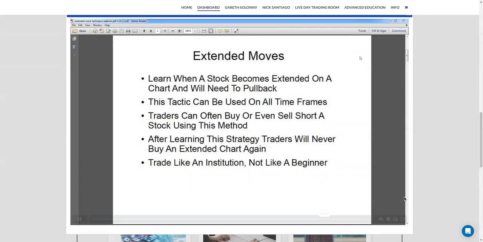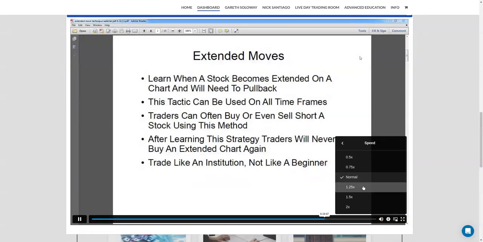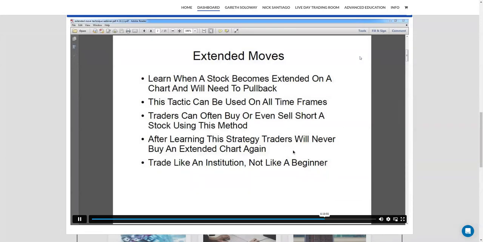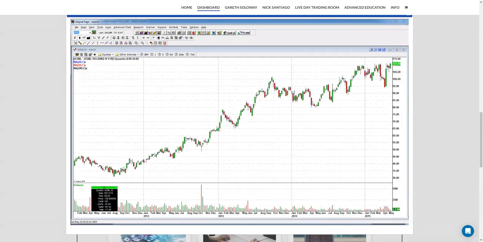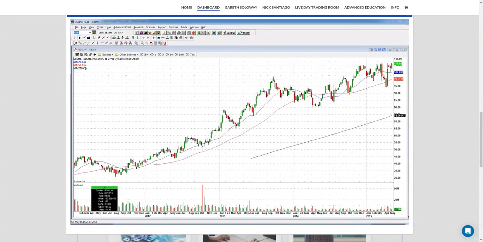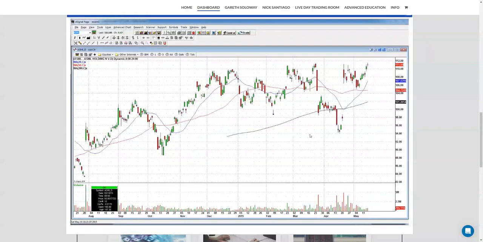Traders can often buy or even sell short a stock using this method, provided you have factors. This technique does require factors. But one thing about this technique is that if you ever get a big move, you know where to get out, and you can get out at the top. How many of you caught that ASML trade with me? I took this trade right here, ASML. How many of you caught that with me? Anybody? All right, good. A lot of you.